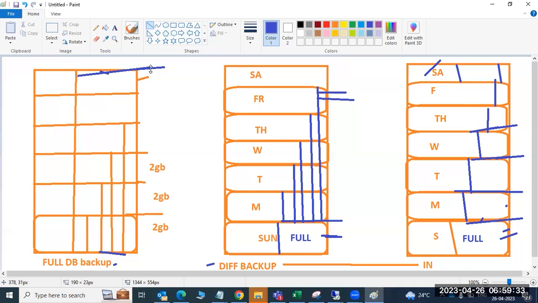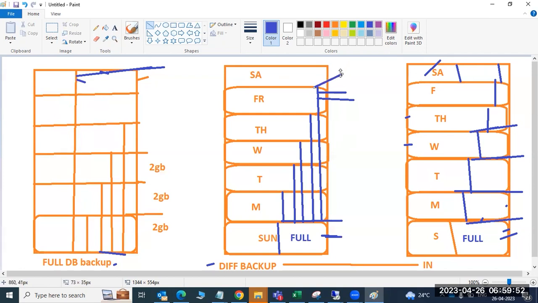Incremental will take a lot of time to restore. Why? Because all the files you have to restore. If one file gets corrupted, the next file won't work. So that's the reason some people take the full DB backup, and some people take the differential backup.